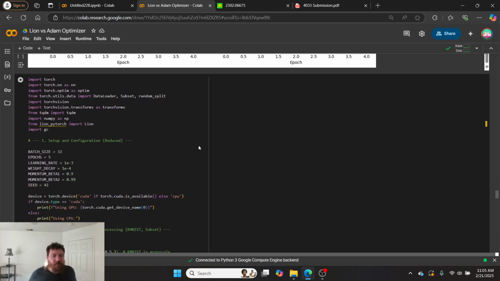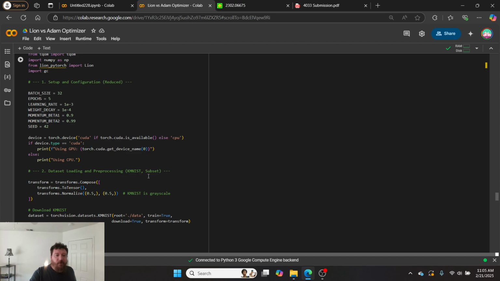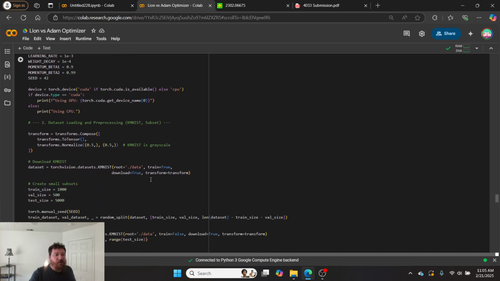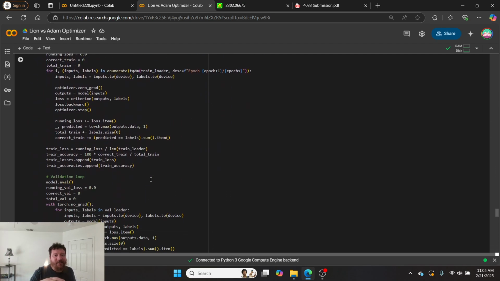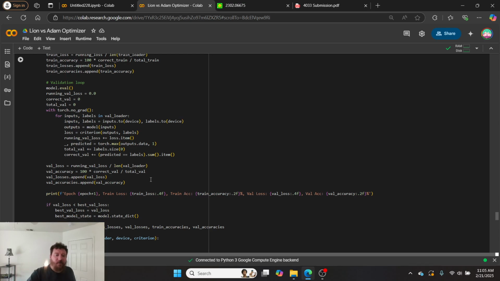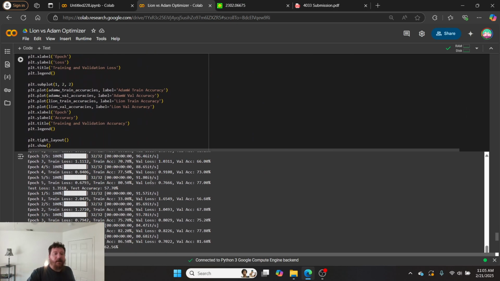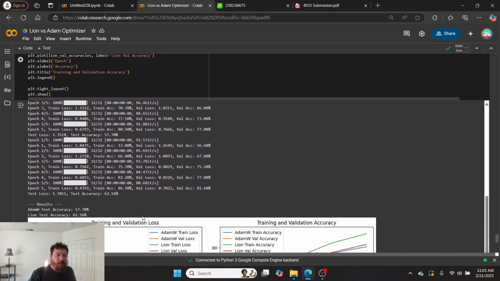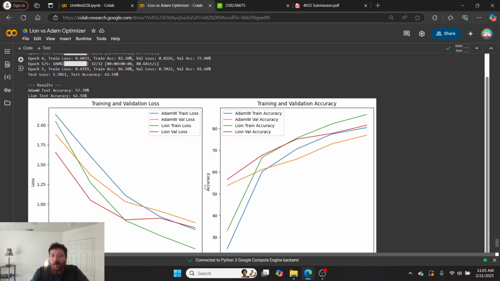In this instance, I changed the data set as well. So this is K-MNIST, which is essentially, again, more images. It's for Japanese kanji, and it is classifying those images. What we can see here is AdamW gets 57.7, whereas Lion gets 62.56. So on this data set, Lion is beating out Adam by 5%. So on all of our tests, we're getting a range of between 2 to 5% where Lion is beating out Adam on every single one of these tests, right? Very cool overall to see.